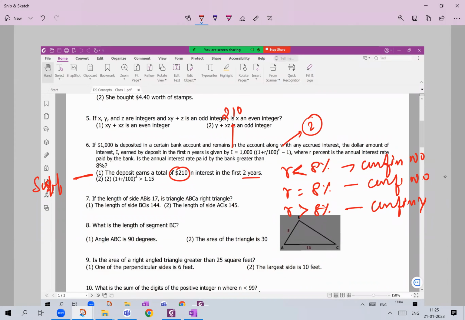Either you will get one value of R, and please understand that value of R could be less than 8% or equal to 8%. You will say it's a confirm no answer. So option number 1 is sufficient. But the value of R can be greater than 8%. In that case also, you will say it's a confirm yes answer. So this is sufficient. To say option number 1 is sufficient should not take you more than 20 seconds.